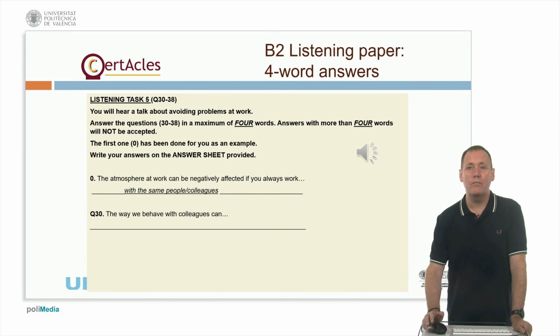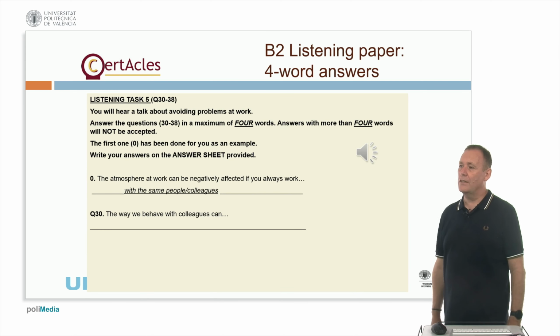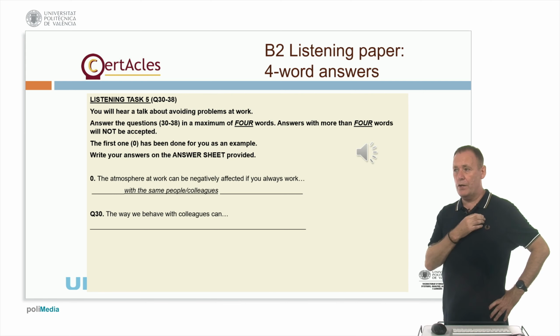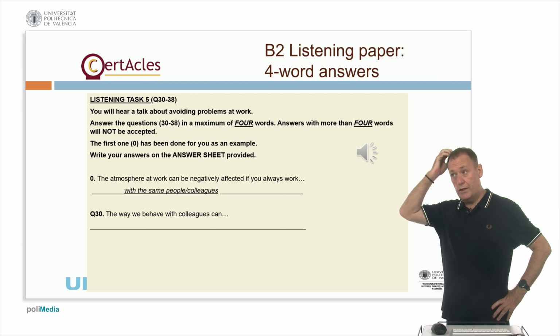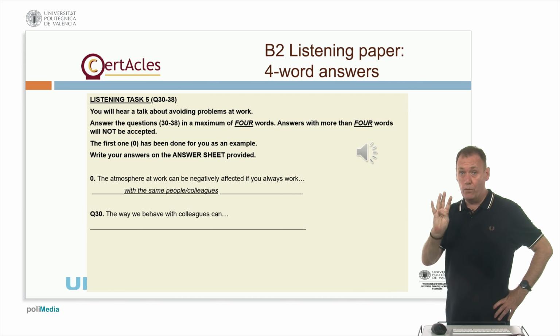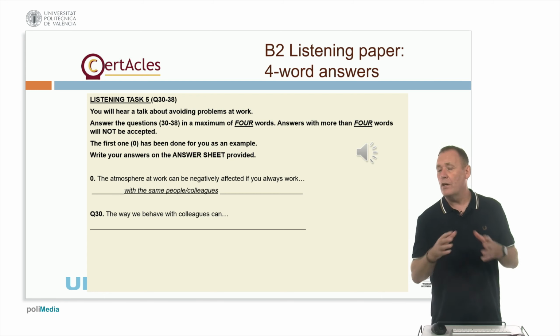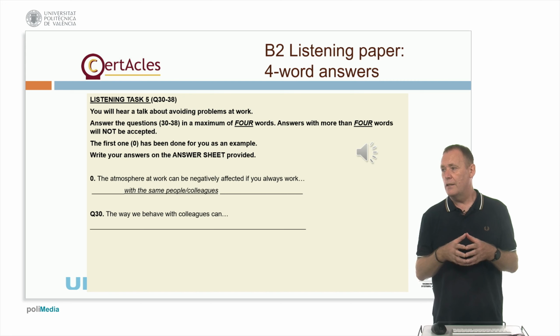This is an example of a 4-word answer listening task. So you'll hear a talk about avoiding problems at work. Answer the questions, 30 to 38, in a maximum of 4 words, as we've said. You don't have to use 4 words, a maximum of 4. Answers with more than 4 words will not be accepted, as they tell you there. Okay? First one, 0, has been done as an example, as usual. And write your answers on the answer sheet provided.